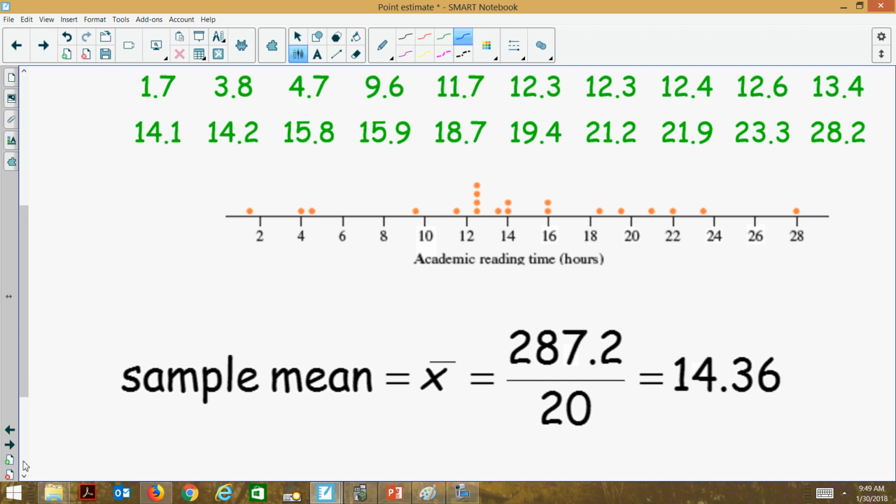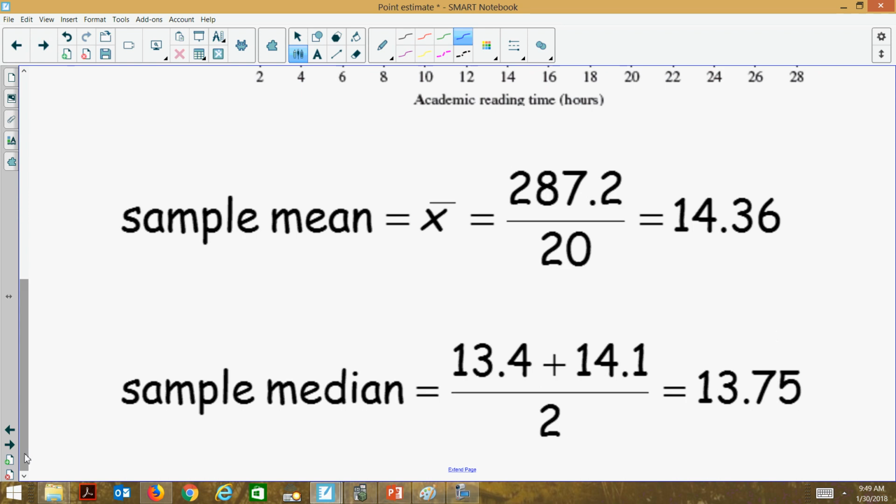One of them is the sample mean. If they were to find the sample mean, they would see that the average college student spends about 14 hours a week on their academic reading. They could also find the sample median, and they'll find that the median, the 50th percentile, is around 13.75 hours per week. So again, these are two examples of point estimates, estimations that you gather from a sample to generalize about a population. All of these are considered statistics.